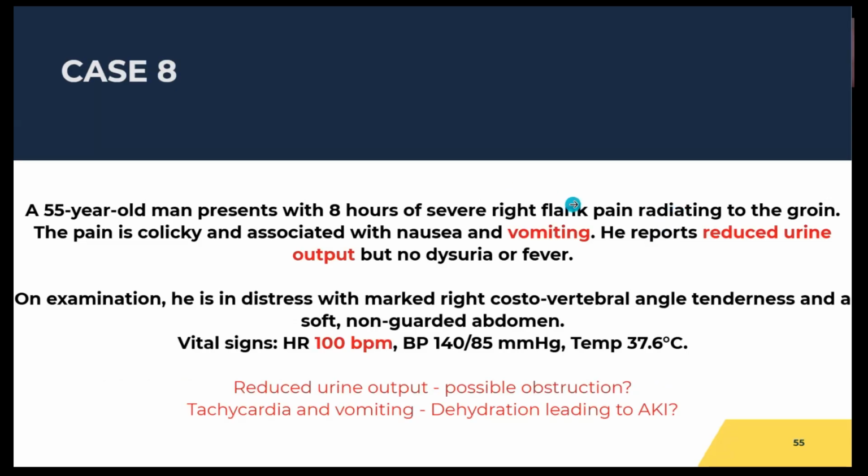You've got the reduced urine output, which could suggest obstruction or an AKI. You've got the tachycardia, heart rate of 100, and vomiting, which could suggest dehydration. That could also lead to an AKI. And I know I haven't mentioned this, but the temperature is also slightly raised. So fever may suggest an infected obstructed kidney, which is a urological emergency because patients can deteriorate rapidly into sepsis. They require urgent decompression with either nephrostomy, where you put a tube inside to help drain the urine, or a stent, and IV antibiotics are important.